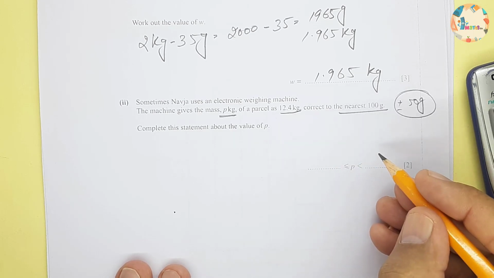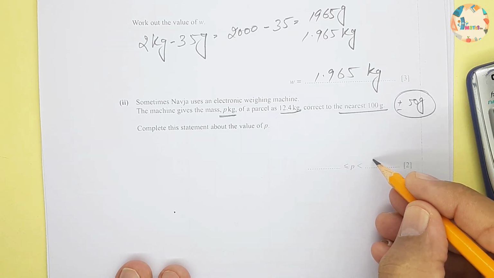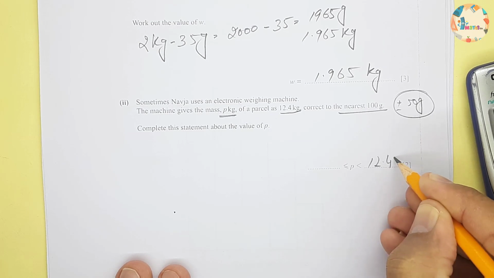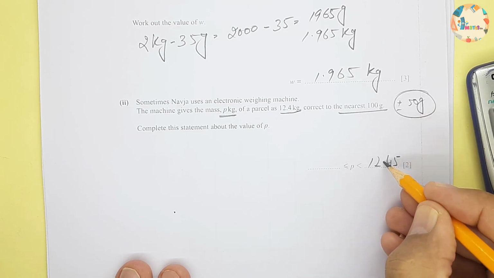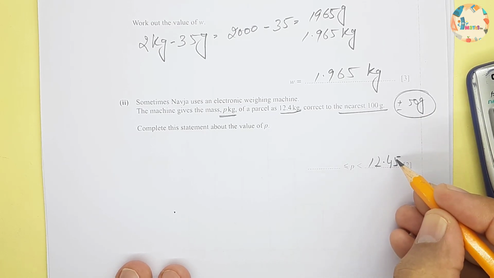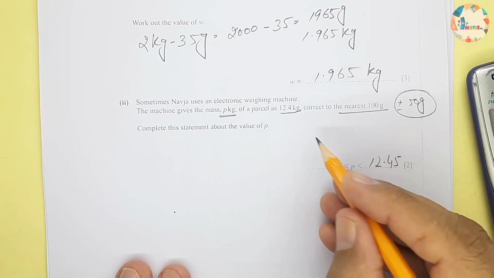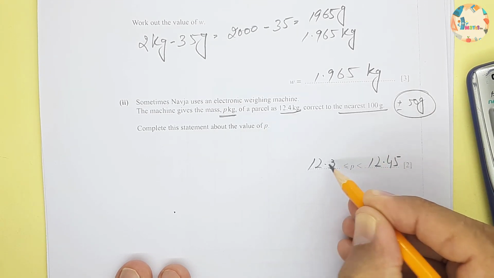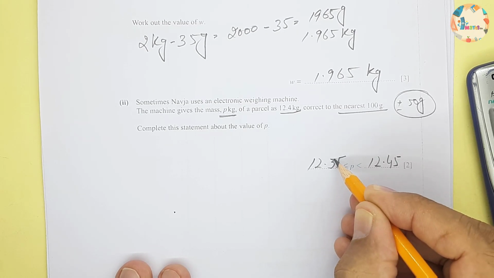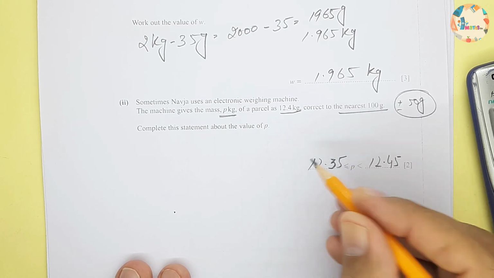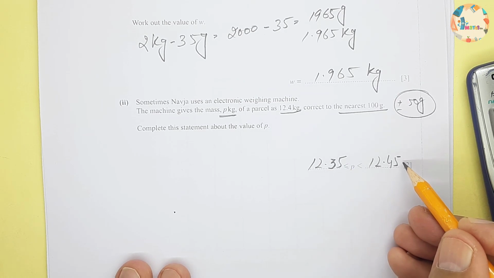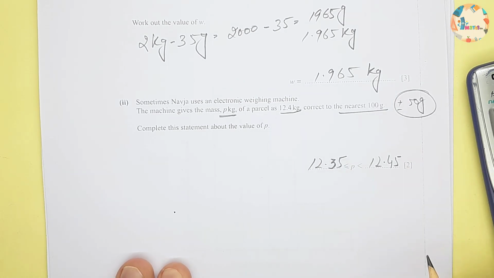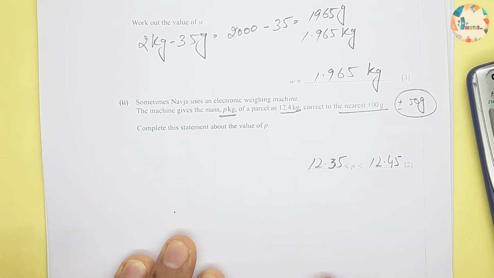So the upper bound will be 12.45, as 50 grams we will have to add, and the lower bound will be subtraction, it will be 12.35. And this 12.35 should be on this side and 12.45 should be on this side. You cannot switch these two values.